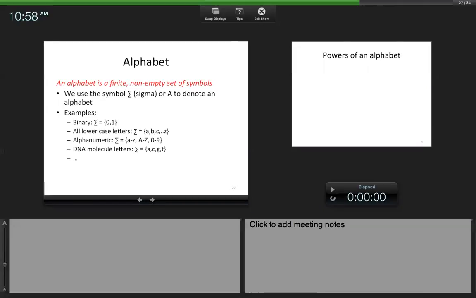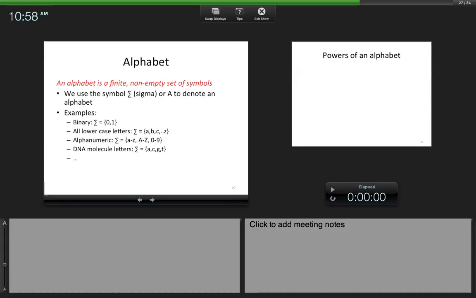So the notation that we're going to use for alphabet is either sigma or uppercase A. An alphabet is simply a finite non-empty set of symbols that you can use to build your language or a grammar for a particular machine. You can come up with a simple alphabet, let's say 0, 1. So that's an alphabet. Using 0 and 1, you can come up with any kind of language, or a string, by using different combinations of 0 and 1.